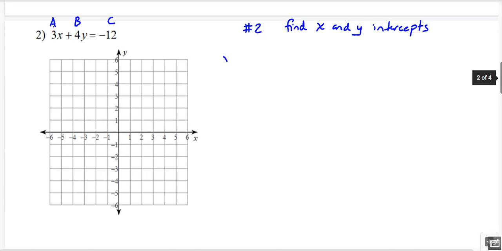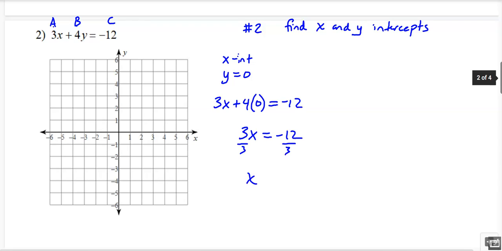So let's find the x-intercept. To find the x-intercept, we need to let y equal 0. So I start to write the equation, 3x plus 4 times 0 is negative 12, which basically the y term just disappears. And we divide both sides by 3, and we get x equals negative 4. So I found the x-intercept. It's at negative 4, and we let y equal 0. So that's right over here.